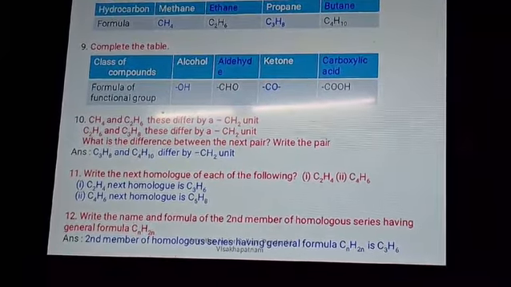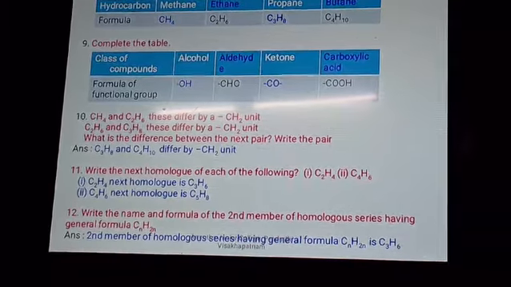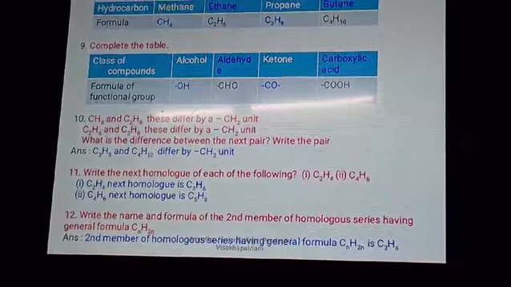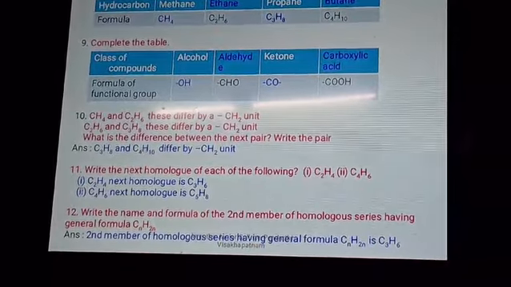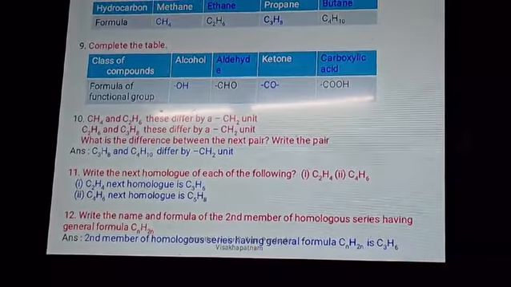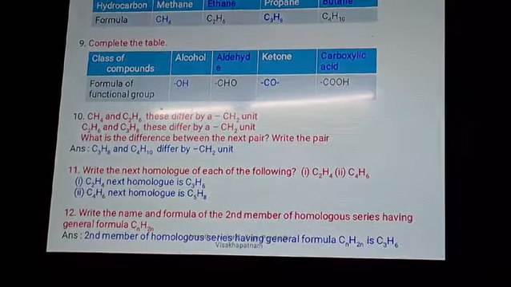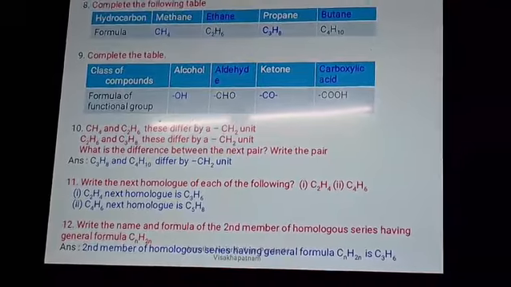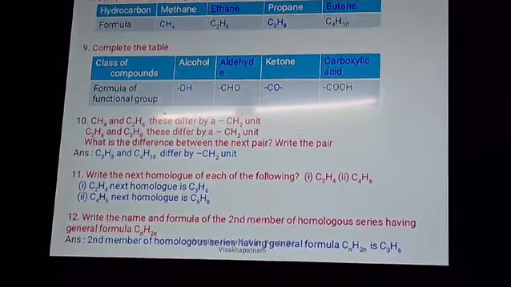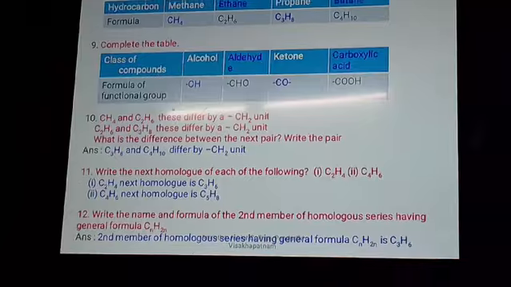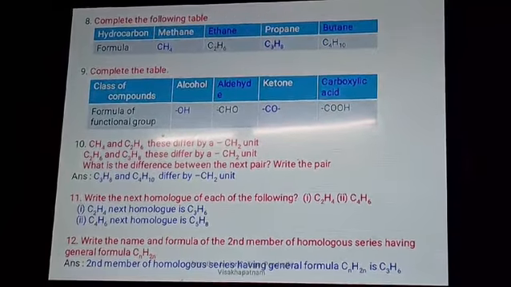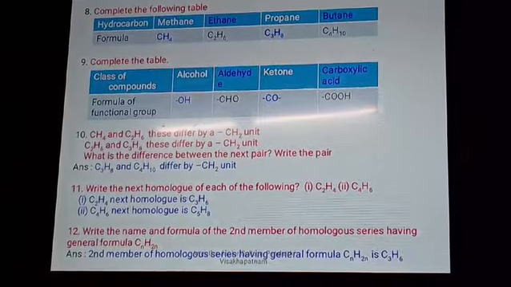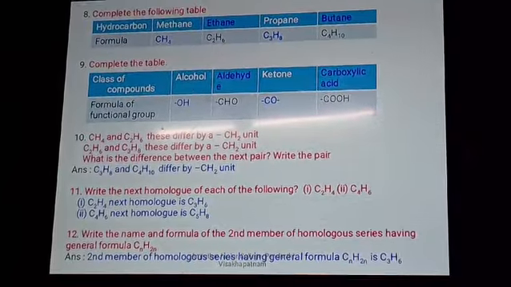The next question is: write the next homolog of each of the following: C2H4, C4H6. The next homolog of C2H4 is C3H6, that is CnH2n. The next homolog of C4H6 is C5H8, that is an alkyne. Write the name and formula of the second member of the homologous series having general formula CnH2n. CnH2n is nothing but alkenes. The first member is C2H4 and the second member is C3H6.